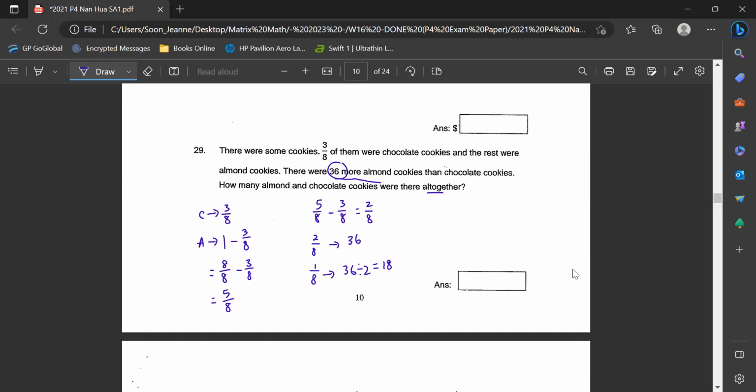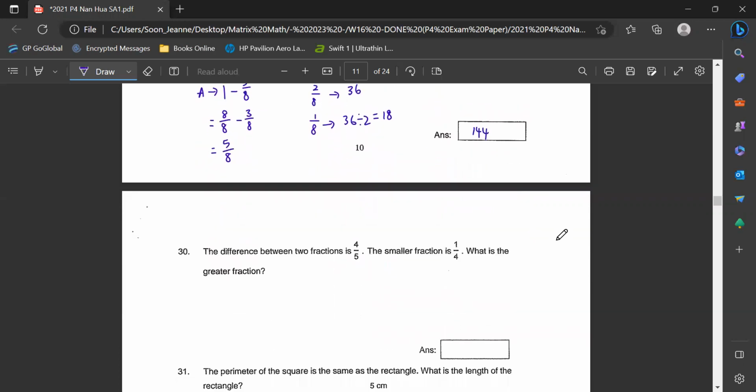Question asked me for all together, which means everything, which means I'm looking at 1 whole, which is actually 8 over 8. So if 1/8 is 18, 8 over 8 will be 8 times 18. Your answer is 144 cookies. Okay? Okay, now moving on to question 30.